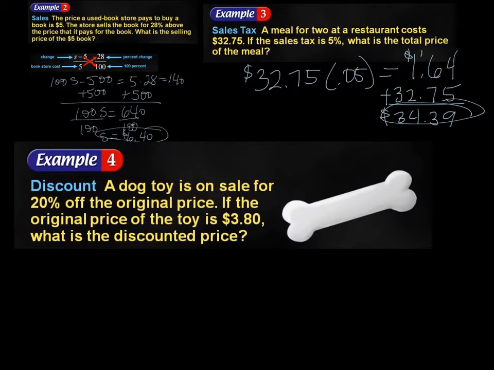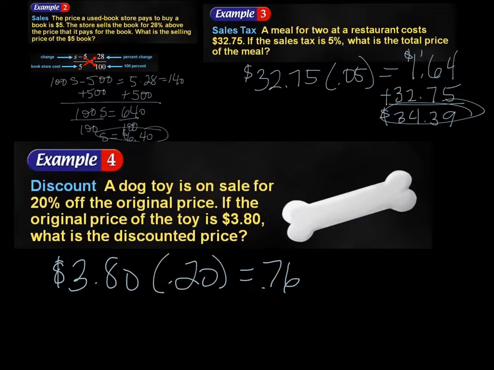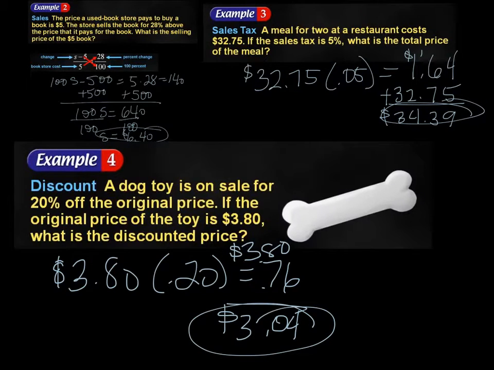A dog toy is on sale for 20% off the original price. If the original price of the toy was $3.80, what is the discounted price? So we're going to take it times 0.2 to find out the amount of the discount. So they're going to get 76 cents off. Wow. We subtract that from our original was $3.80, so they will end up paying $3.04, of course, before sales tax, because Uncle Sam is always going to want his piece of the pie.